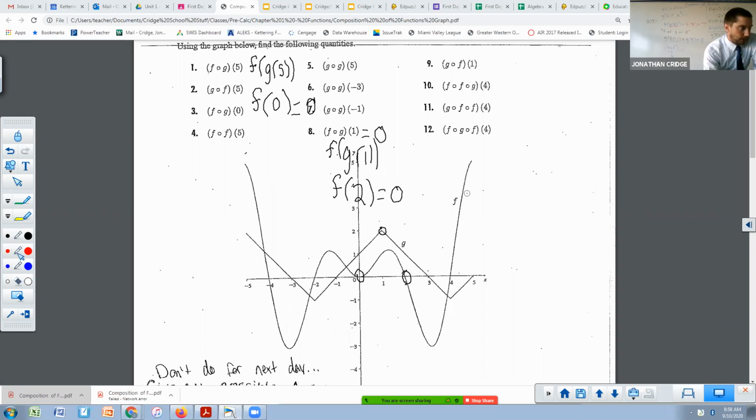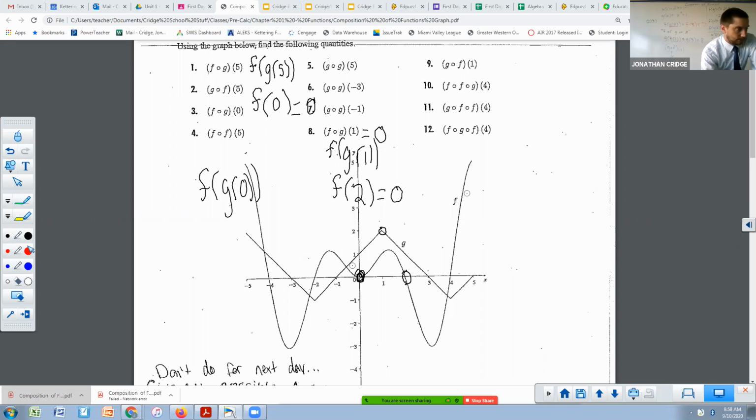Okay, so let's see if we can do it together. So F of G of 0, so number 3. So F of G of 0. So first thing I do is find G of 0. G of 0 is 0. I'm right here at the origin. So then I'm going to find F of 0. Ah, dang it, I lied.